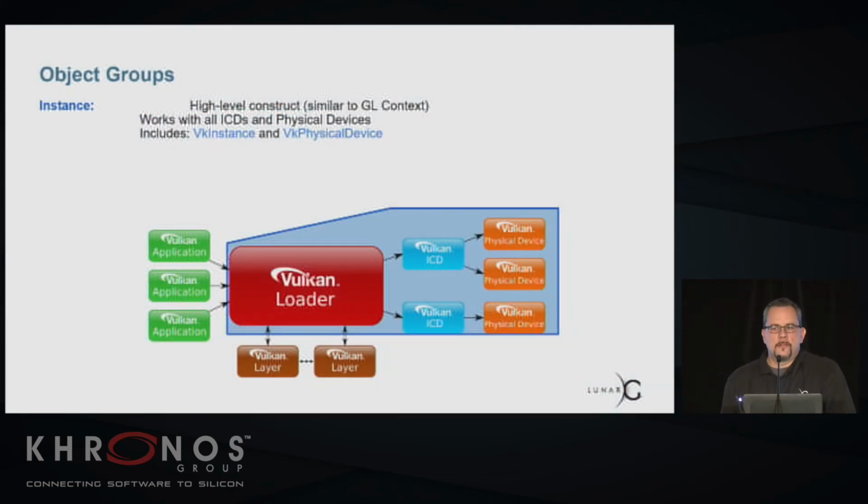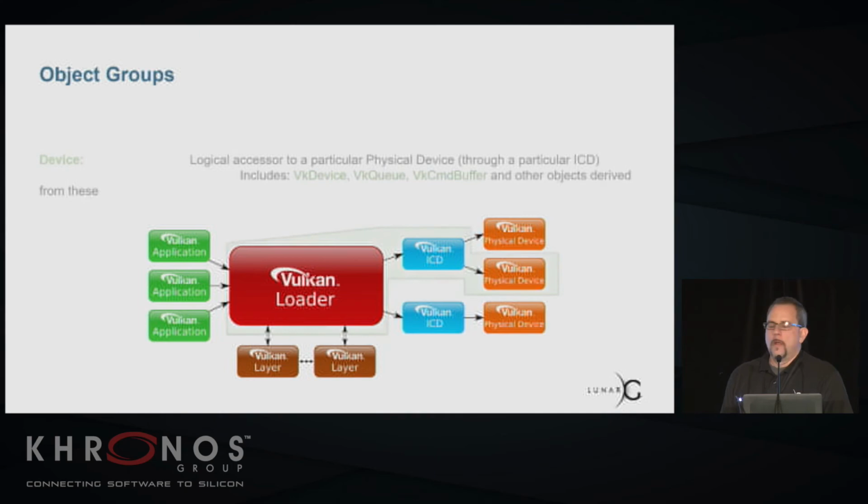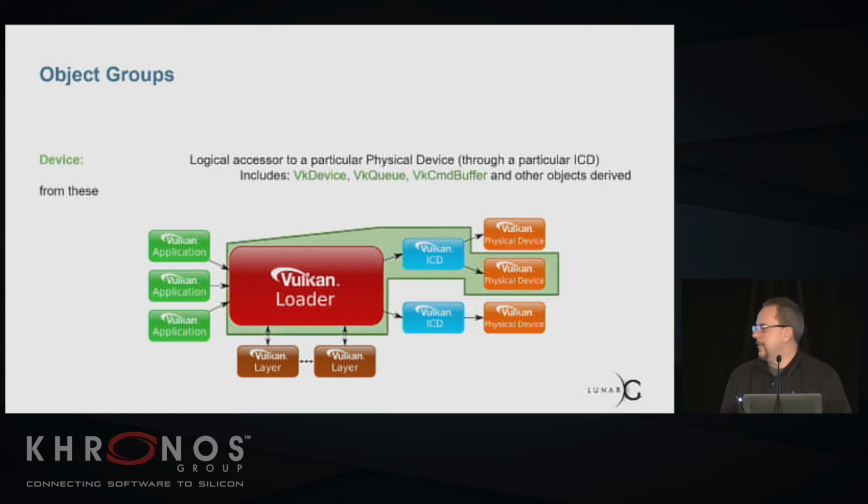One of the high-level concepts we want to cover in the loader is that there are two different groups that Vulkan objects deal with: an instance level and a device level. In this case, what you're seeing is an instance. The instance has to work with every single ICD and physical device on a system, because at any point going forward, you could start working with any of those devices. So if you have an instance item, it has to talk to everything. On the other hand, if you have a device, you know specifically which physical device you're working with. And so the loader has to worry about those two different kinds of calls.